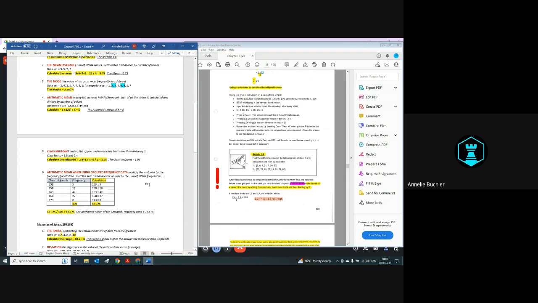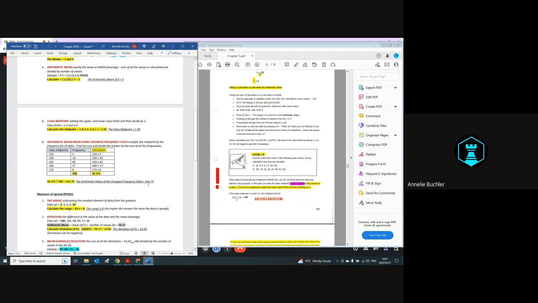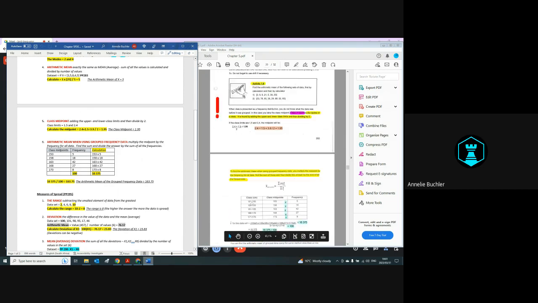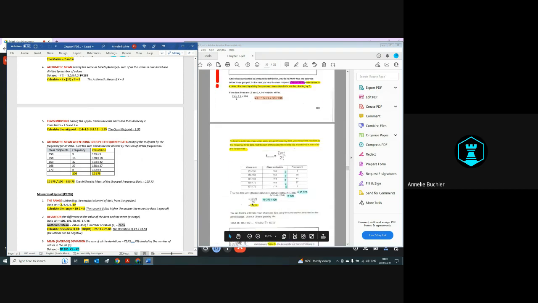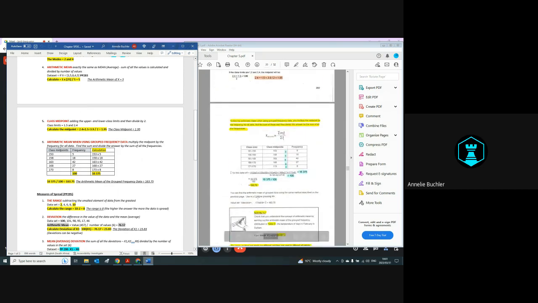There's your calculation for the arithmetic mean when using grouped frequency data. I want to show you over here, I used the values in there. This is where you multiply the midpoint by the frequency for all data.